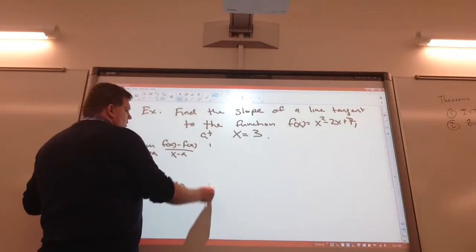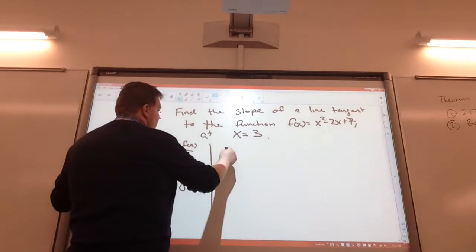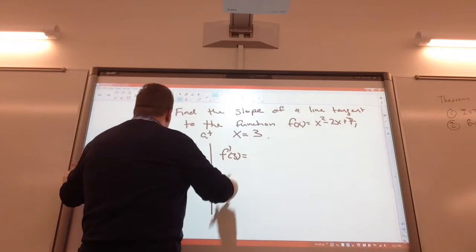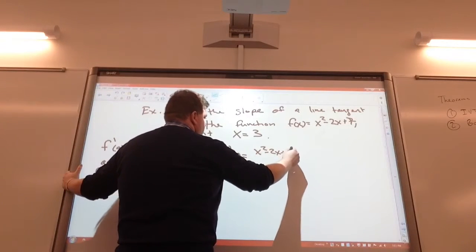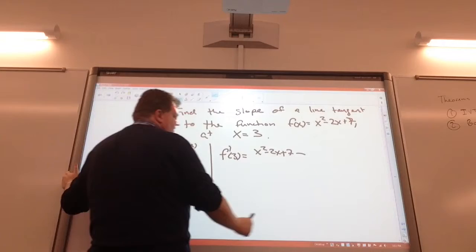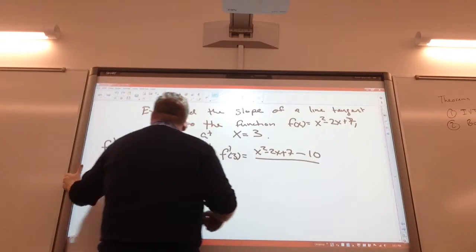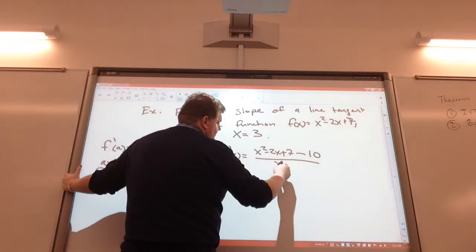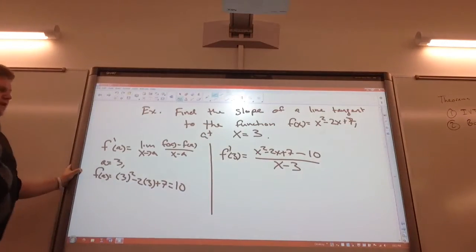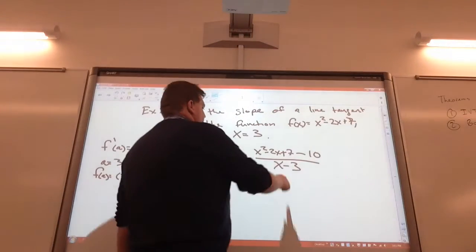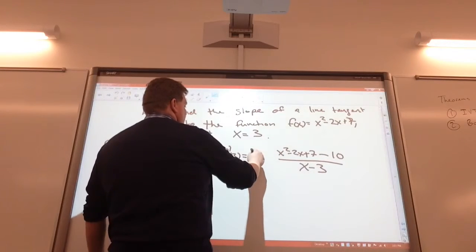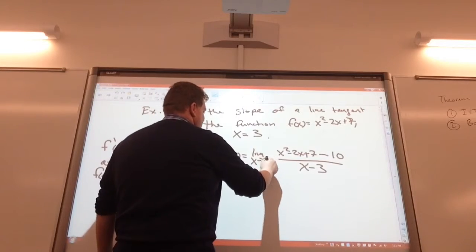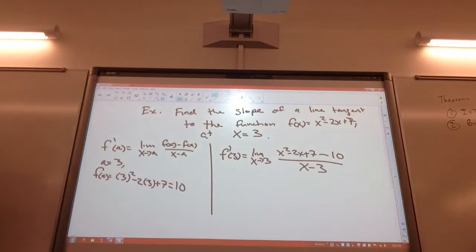So now that we have all that, we can put these pieces into our formula. So f prime of 3 is going to be equal to f of x, which is x squared minus 2x plus 7, minus f of a, which we figured out was 10, all over x minus a, which is x minus 3. So that's all the pieces there. And hold the phone. What did I leave out? The limit part. Goodness gracious. I'm tired. There we go. Well, let's go ahead and clean up and solve this limit.